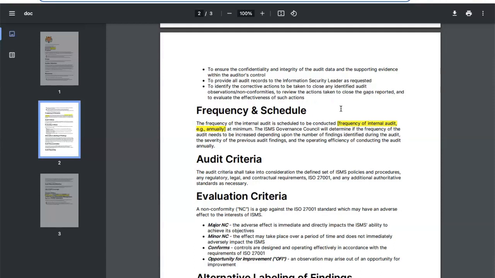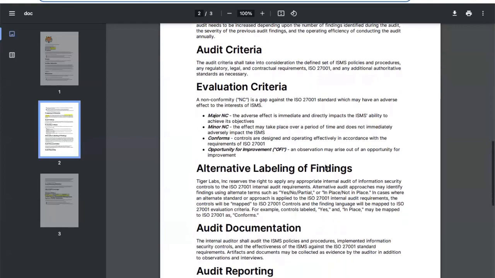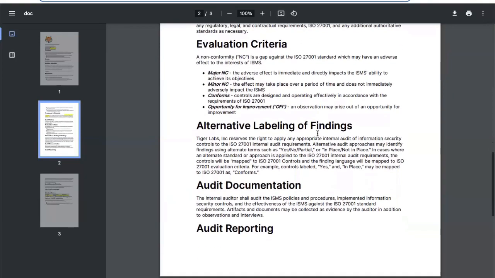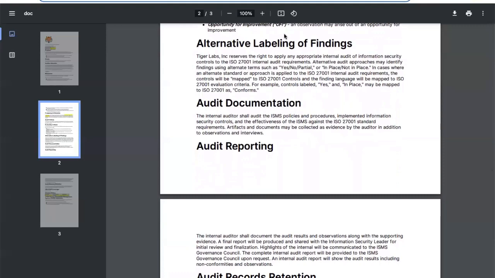This is a case where you can certainly modify the content of the policy, but what you want to be mindful of is that you're still addressing the specific requirements of the framework. So in order to do that effectively, you could look at those requirements in 9.2, and to the extent that you plan to make material modifications to the policy, just ensure that you're still meeting those high points. Scrolling down here, we have some discussion of labeling of findings, and then we have documentation and reporting, and then retention. Those are other requirements around the internal audit.